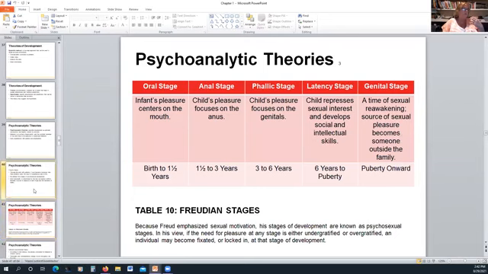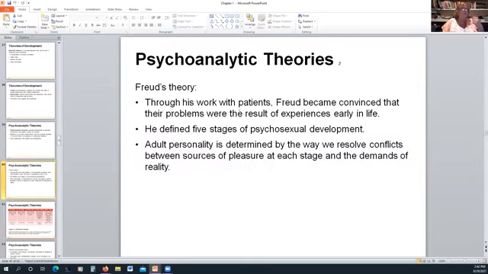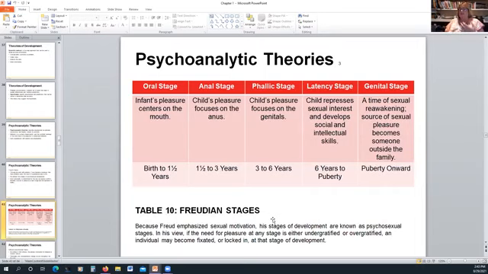I'm sorry, I jumped a slide. So Freud, of course, is the father of all of that. Freud's theory of development talked about the oral stage, anal stage, phallic stage, latency stage, and genital stage. Freud's theory, really, we will continue to put it in lecture.